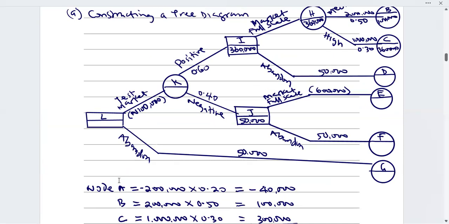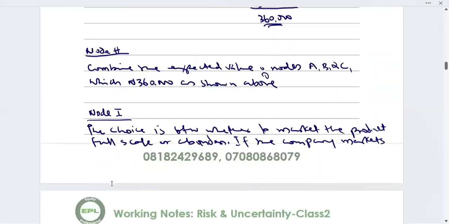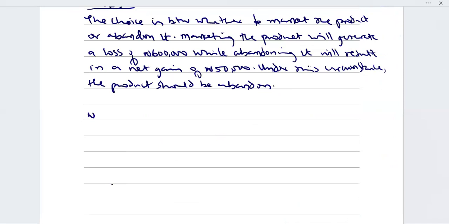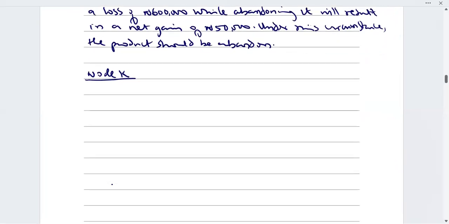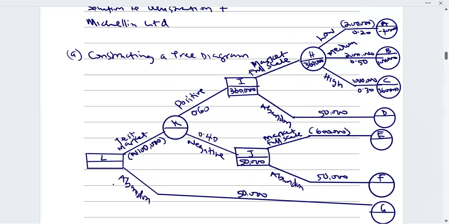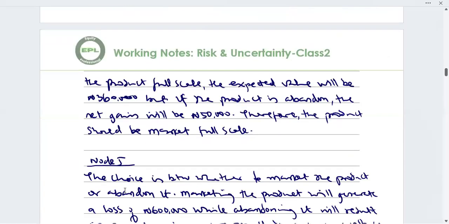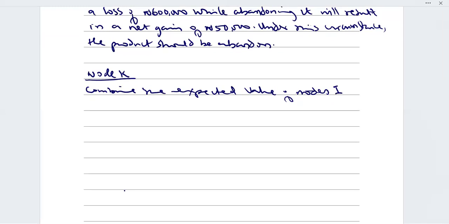Now, we are moving to node K. Node K, we are not making a decision. So there's a probability of positive and negative. All you need to do is to find the expected value for node K. So I would then say node K. Let me rewrite that, make it bold. For node K, combine the expected value of nodes. What are the names of the nodes? Node I and J. Combine the expected value of node I and J as shown below.